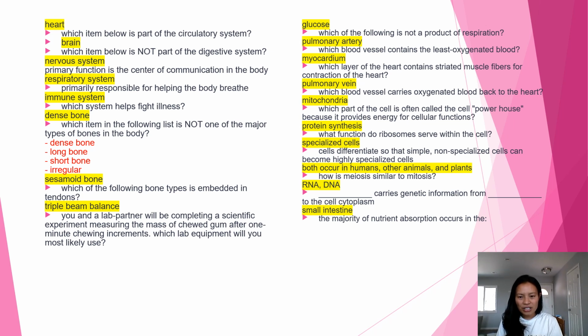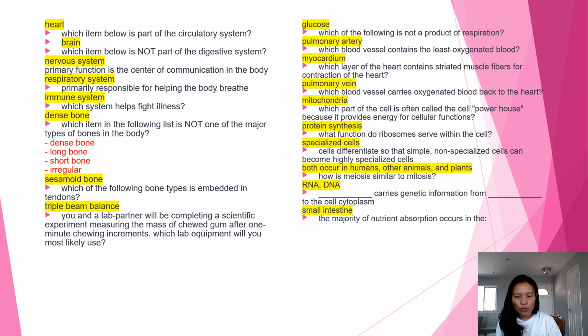Cells differentiate so that simple, non-specialized cells can become highly specialized cells. So they are the specialized cells. How is meiosis similar to mitosis? Okay, they're similar in such a way that both of them occur in humans, other animals, and plants.